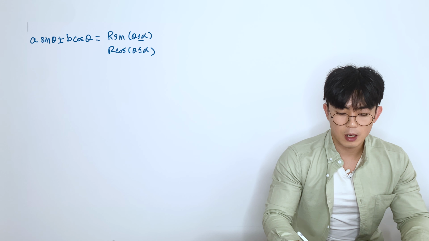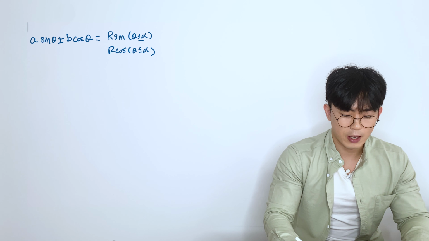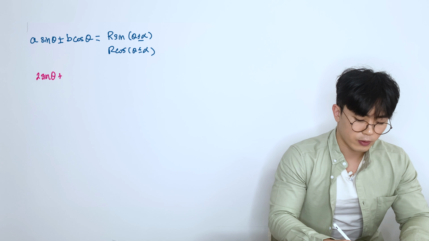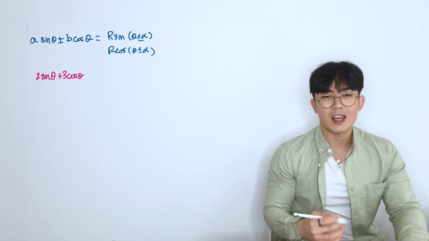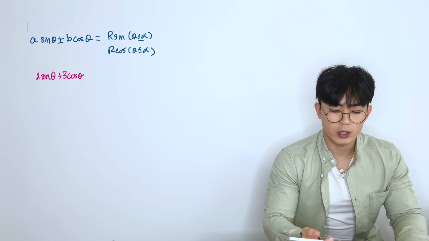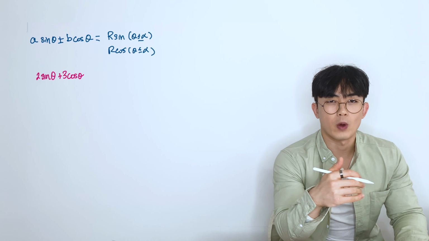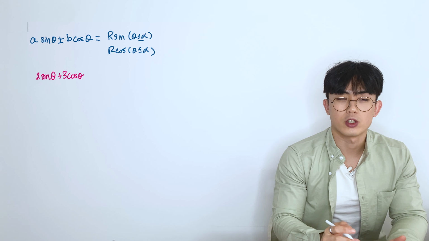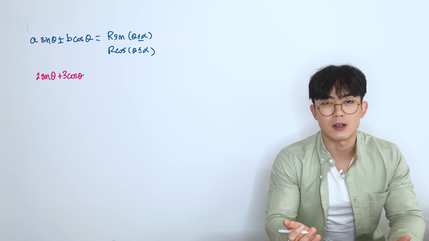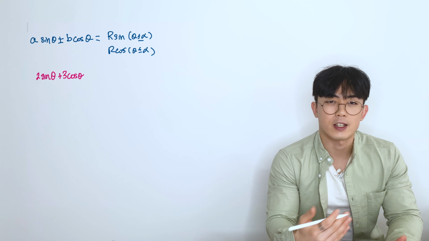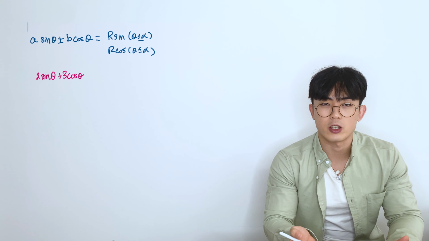So let's go about just trying to solve a question. Say we have 2 sine theta plus 3 cos theta. Our a and b are 2 and 3, and we want to combine them into one singular trig function. This is where you need to be very familiar with your compound angle formulas, because in some cases they will say, change it using r sine theta plus alpha or r cos theta plus alpha. The question might tell you, and in other cases they might not, so you need to decide yourself which one you're going to change it into.